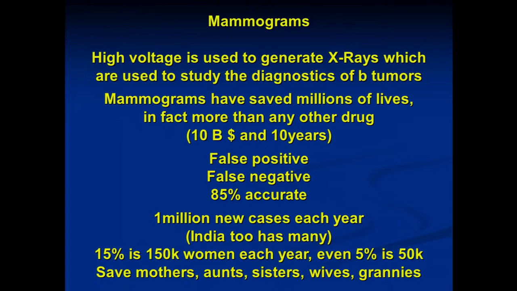So here come mammograms. We use high voltage to generate x-rays and then to study our body flesh. And we have false positives and false negatives, 20%, 10%, so normally accuracy is 70%. If you talk to the doctors, they say 90%, but how they say it, we don't know. The severity of this breast cancer is that each year we get 1 million new cases, out of which 550,000 people die.